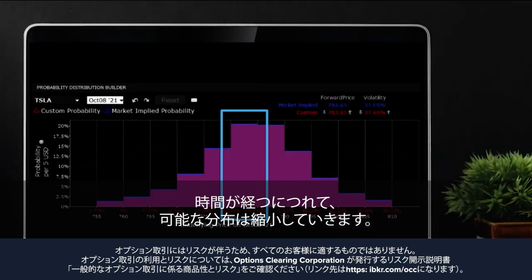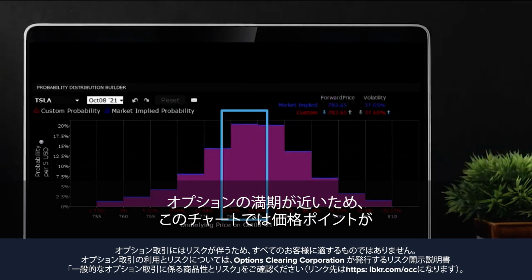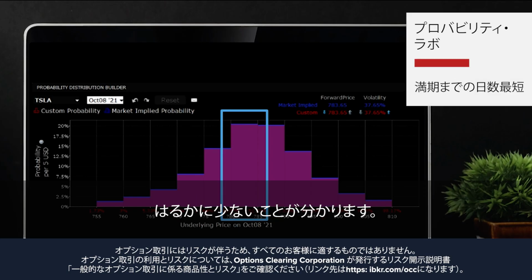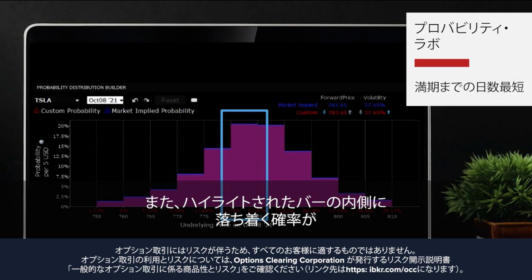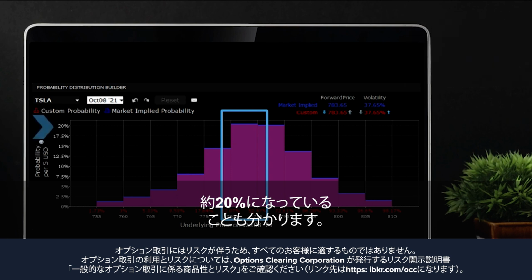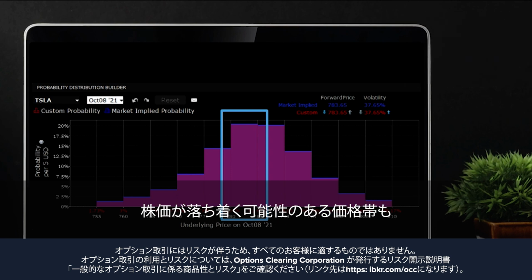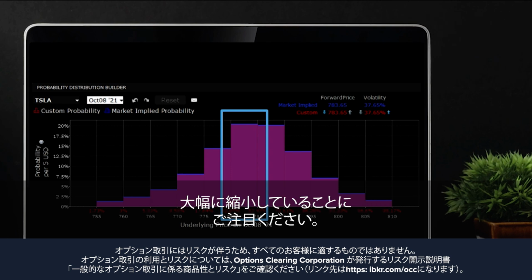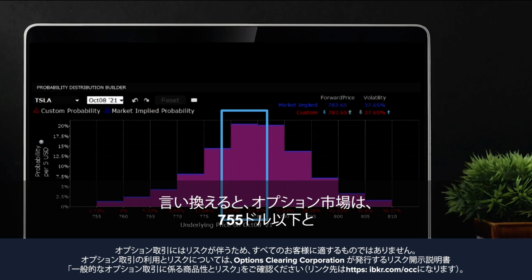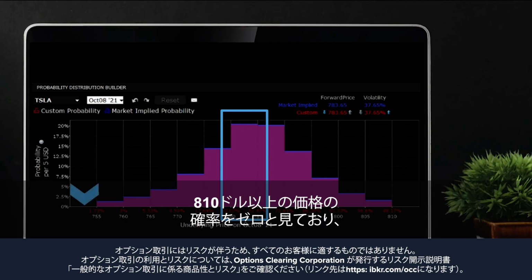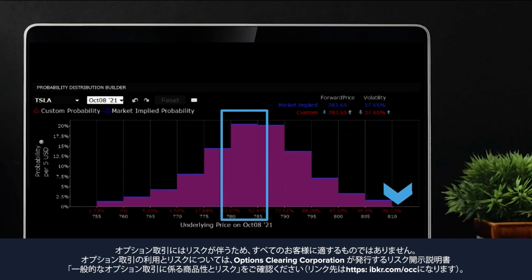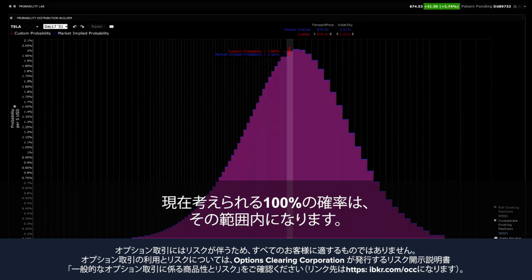As time passes, the possible distribution shrinks. In this chart, you can see that there are far fewer price points since the option expires soon. And you should also notice that the probability of settling within the highlighted bar is now approximately 20. Notice also the potential price range at which the stock could settle has massively shrunk. In other words, the option market is assigning zero probability to price below $755 and above $810. 100% of possible outcomes now lie within that range.